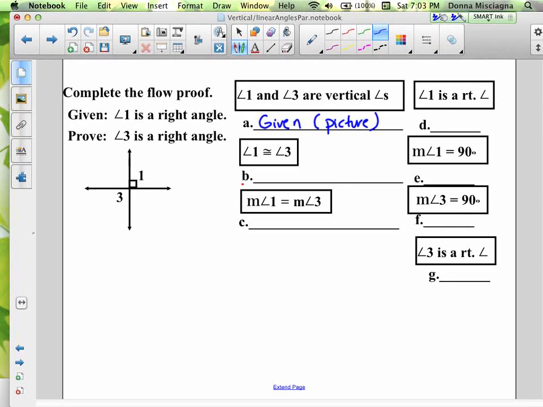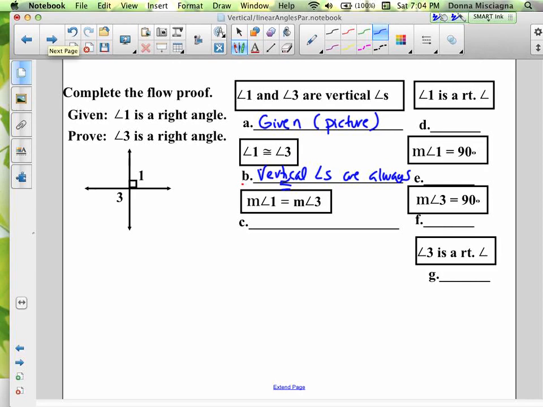Right? So if you have two intersecting lines, and only two intersecting lines, and they're not adjacent, they've got to be vertical. All right, so angle 1 is congruent to angle 3, and that's because vertical angles are always congruent. The measure of angle 1 is equal to the measure of angle 3.